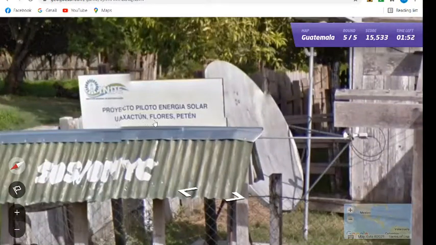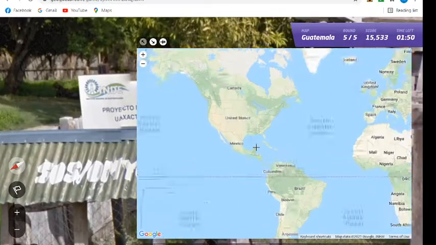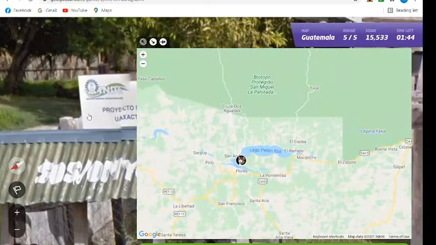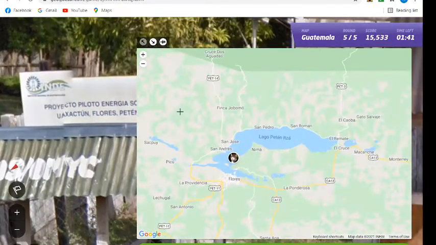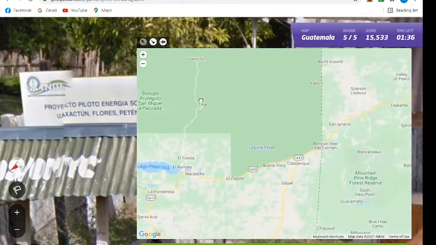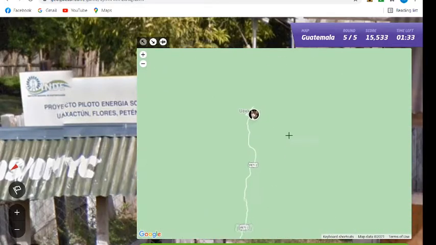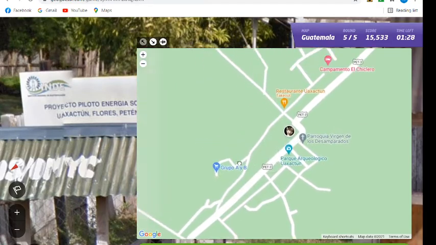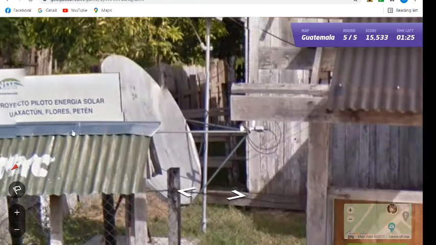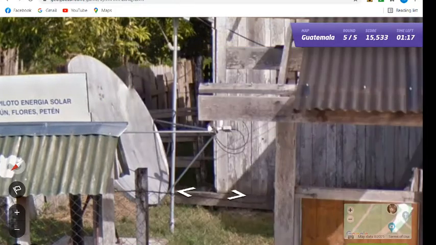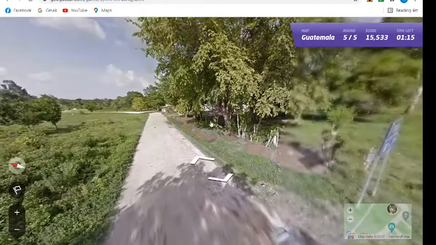Oaxactun Flores. Okay, that's another great Mayan looking name there. Oaxactun. I think I've even seen it on the map. Let's see, Oaxactun. There's Oaxactun there. Oh yeah, there's Group A and B. So these are those signs with complexes referred to. This is an Oaxactun archaeological park. Okay, so we return to the start.